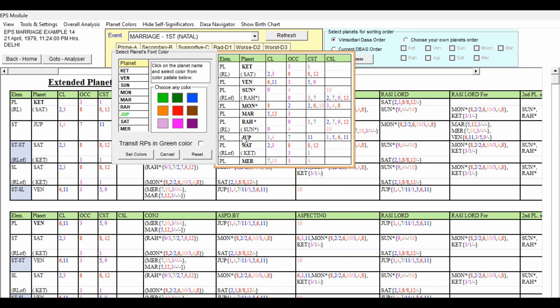And seventh lord Mercury, 10th lord also occupying third house. 7 and 3 is good, and 10th lord and 4th star lord. So this has got some weakness but not detrimental. So what we can do, Mercury can be given blue.